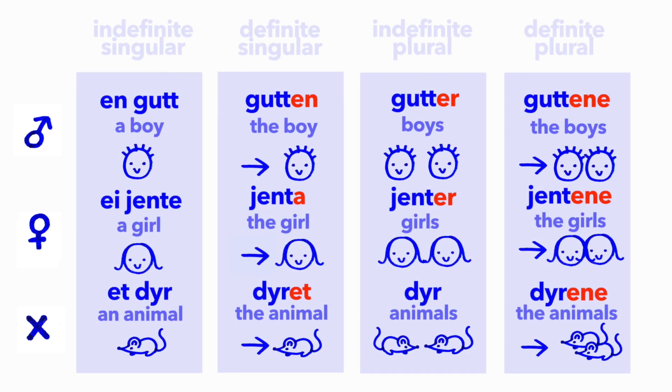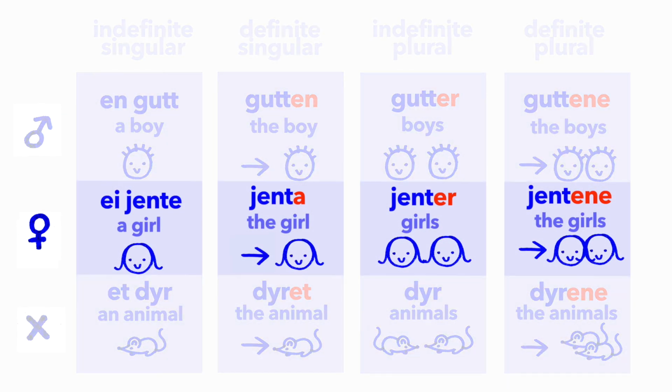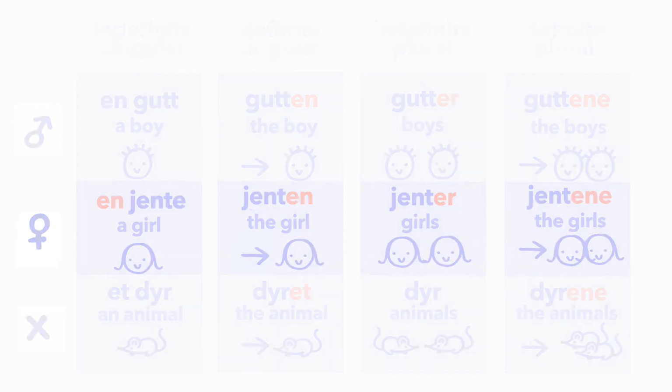Finally, one thing that's good to know is that using the hunnkjønn gender is optional in Norwegian. Yep. That means if you have a hunnkjønn word, like ei jente, it's okay to say en jente. Also, you don't have to say jenta. You can say jenten if you want.